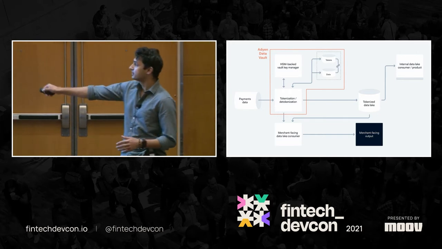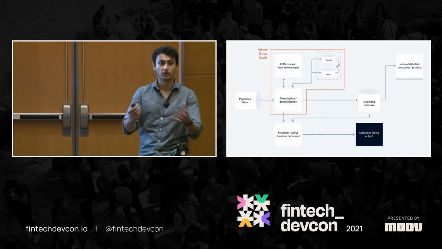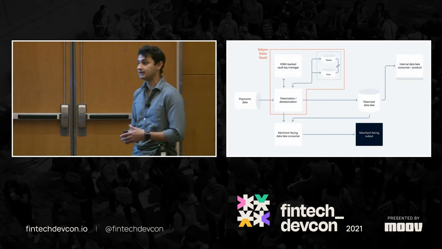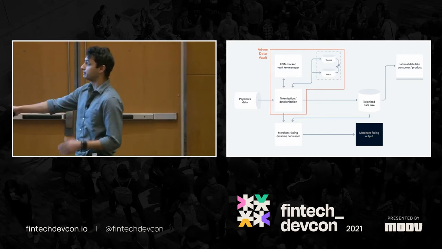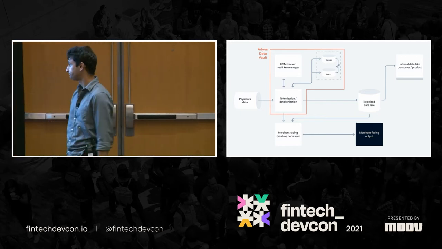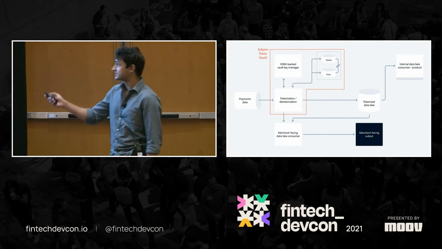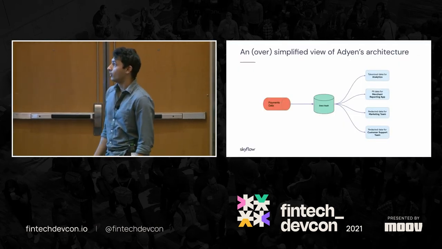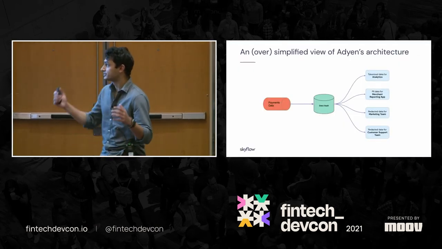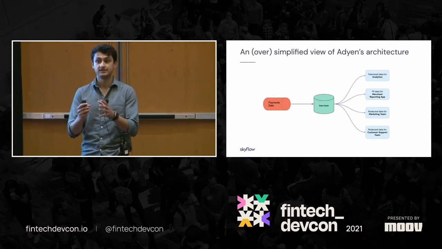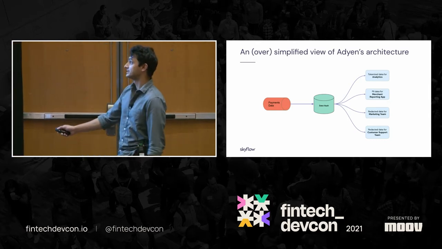And then they have a separate data lake for their actual merchant reporting app, which has the PII data, right? You can make sure that only the right people have privilege to this data lake. So, just to simplify this view down a little bit, what we're really doing is we're consolidating all the sensitive data to one source of truth, right, which is the data vault.